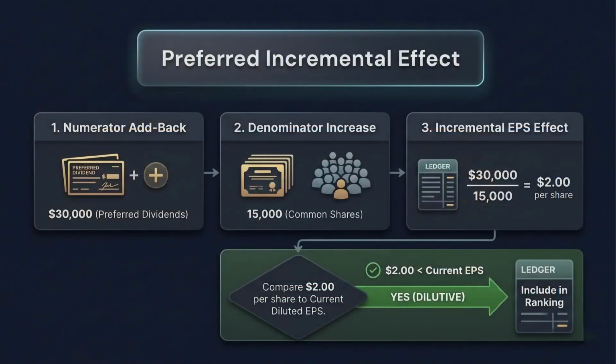The preferred incremental effect is $30,000 divided by 15,000 shares, which equals $2 per share. This is not the final diluted EPS. It is the per share effect of adding this specific convertible preferred stock. If the current diluted EPS at the point of testing is above $2, adding this security reduces EPS, so it is dilutive. If the security would raise EPS, it is excluded.